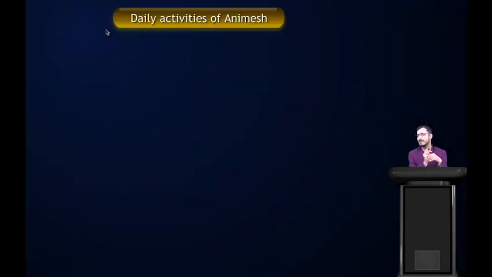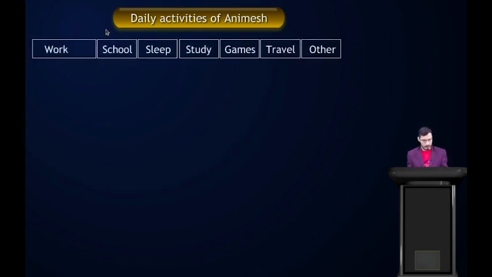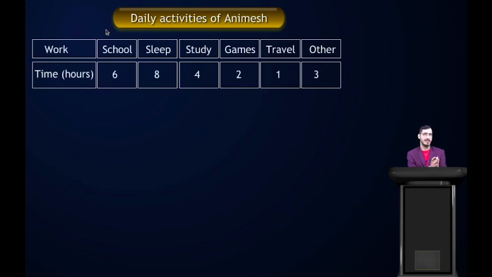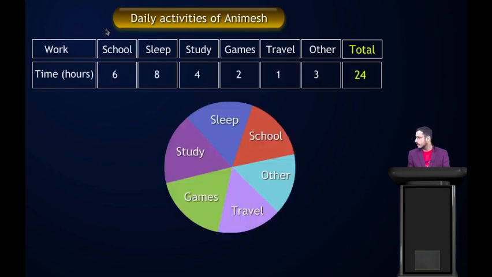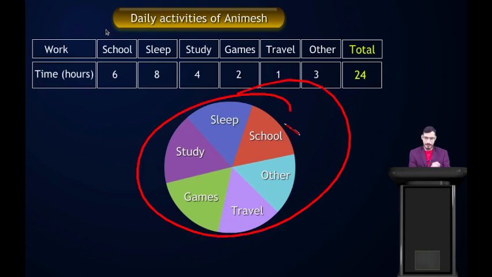Now how can we draw a pie chart? You can see here the daily activities of Animesh. The daily activities are school, sleep, study, games, travel, and other. These are the activities, and the times you can see are 6, 8, 4, 2, 1, and 3. So the total is 24 hours. Now we can represent it as a pie chart like this: sleep, school, other, travel, games, study.